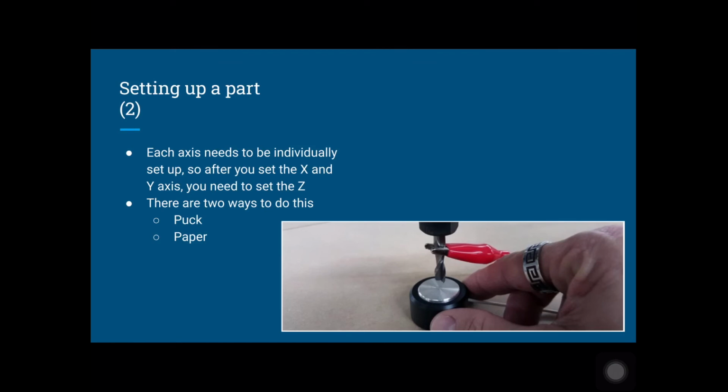Since different materials have different thicknesses, we also set a Z-axis. This will help the CNC know where it started and how deep into the material it can go. There are two ways we use to set the Z-axis: the puck, which is shown in the picture, and using paper. These two methods of setting the Z-axis is something that you will go more into if you actually want to learn how to use the CNC.